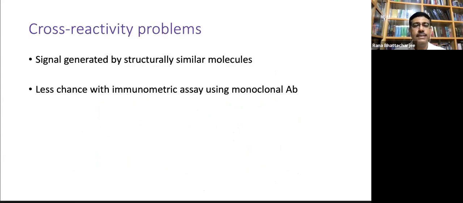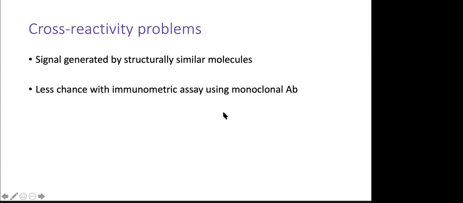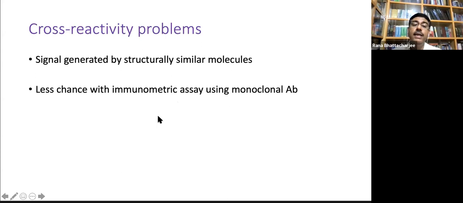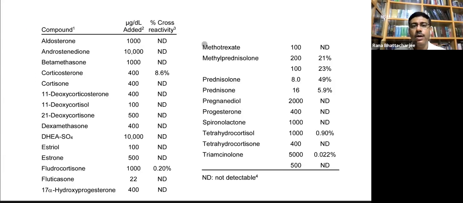Another problem that I have just mentioned is cross-reactivity. The problem is more with the monoclonal antibody than the polyclonal antibody, particularly in the immunometric assays. So here, what is one of the advantages of the monoclonal antibody? Just to give an example of cortisol, this is the typical cross-reactivity data from our assay system, Immunizate 1000.